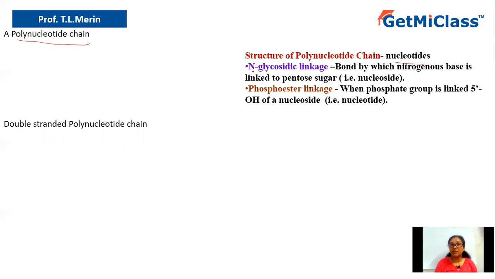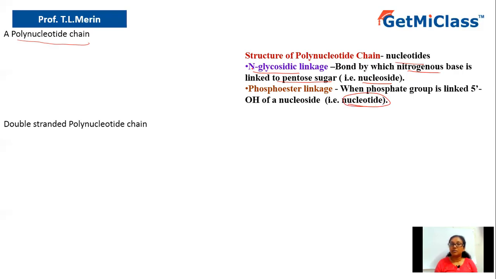For example, here you have N-glycosidic linkage, that is the bond by which the nitrogenous base is linked to the pentose sugar. So the combination of nitrogen base and pentose sugar is called a nucleoside. When a phosphate group is added, it becomes a nucleotide. So this difference you have to remember.